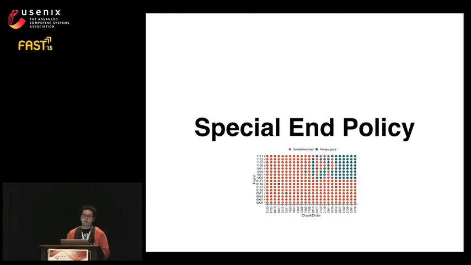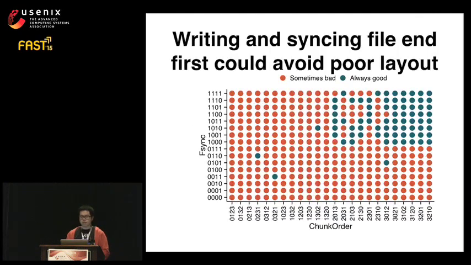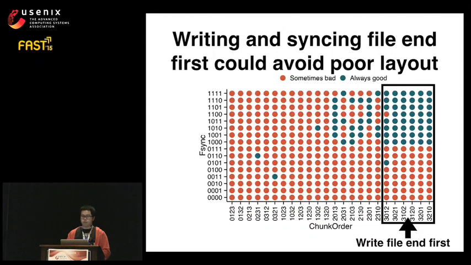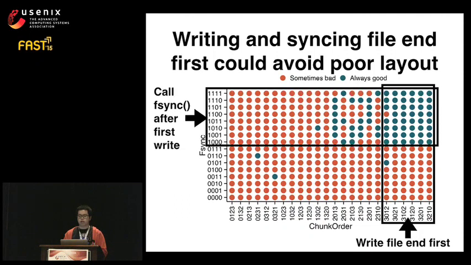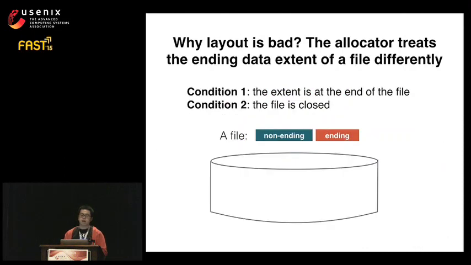Actually, the colorful figure you saw minutes ago can be explained by this policy. So this figure tells you if you write the end of the file first and call fsync immediately, you almost always get good layout. To find out the file system policies behind this observation, we studied several representative cases, and we found the following. In ext4, there's a policy, what we call the special end policy.